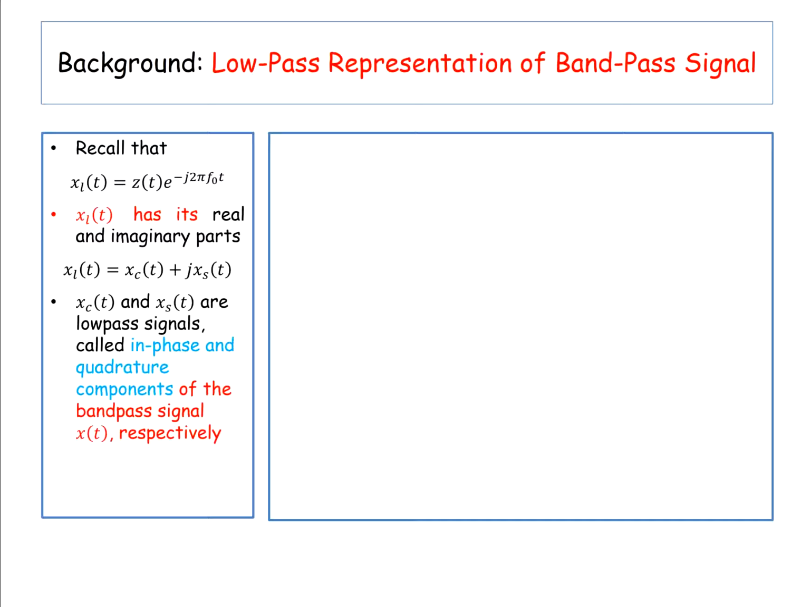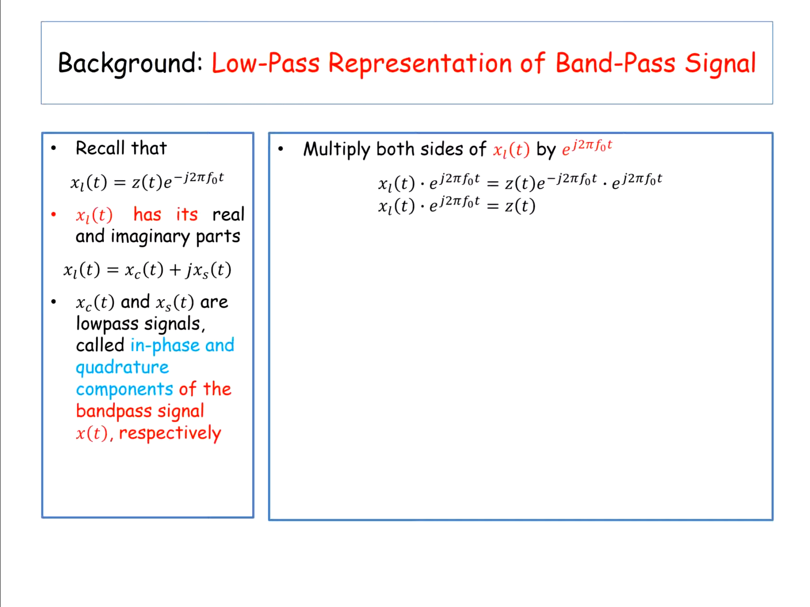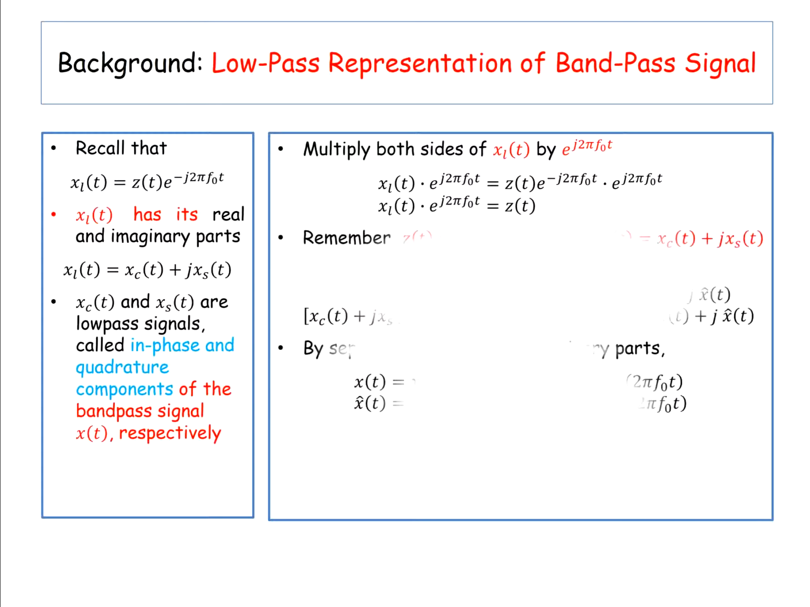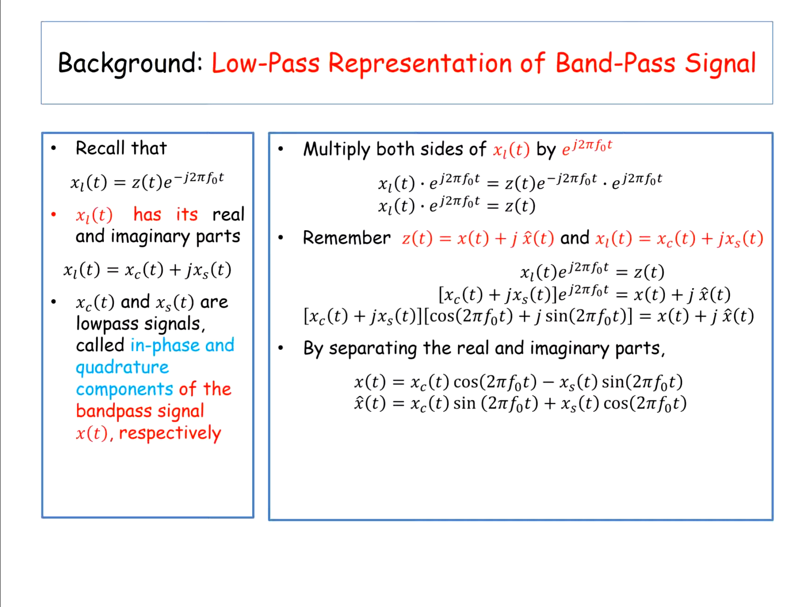Now let us multiply the expression we have initially given by e to the j 2 pi f0 t. Then, after some easy steps, the bandpass signal x of t and its Hilbert transform can finally be introduced in terms of the in-phase and quadrature components. Similarly, the in-phase and quadrature components can be expressed in terms of x of t and its Hilbert transform.